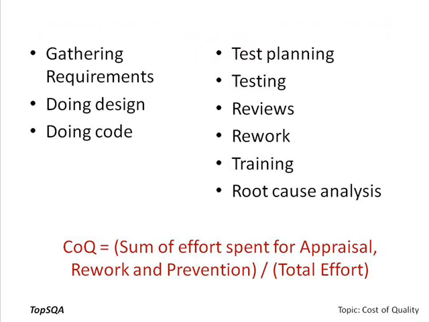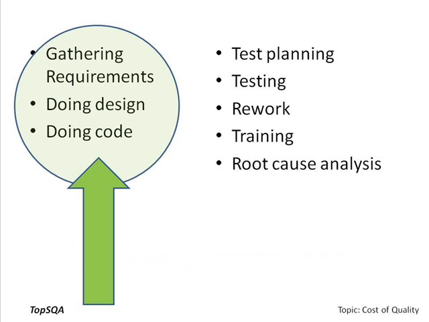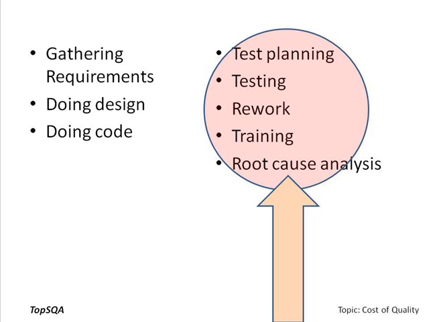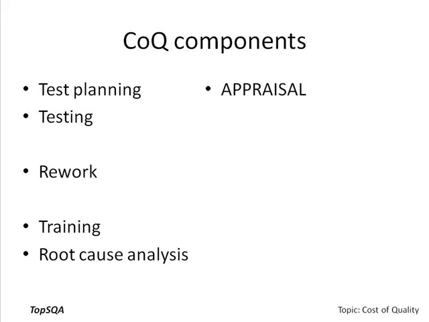So in some sense, what we are essentially trying to say is that while we look at gathering requirements, doing design, and doing coding, obviously those have to be optimized anyway. That improves productivity for you. But at the same time, the ones on the right side that you see on the slide, the test planning, the testing, rework, training, and root cause analysis, are there because defects are there, and defects must not be there, or defects have to be minimal. And if defects are minimal, the ones on the right here would also be minimal, and that will give you a really good cost of quality. So when you look at the components of cost of quality, right?